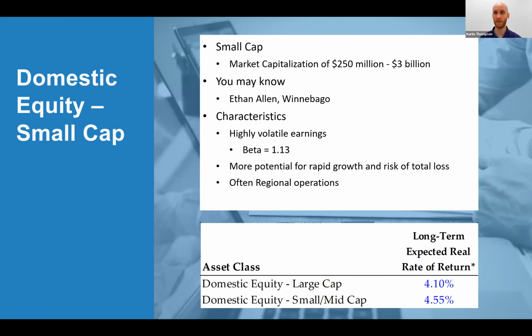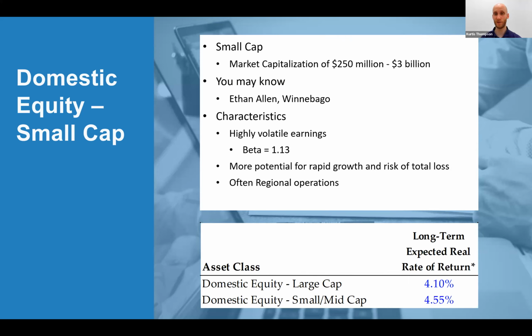Again, we have even more volatility. So if the beta on our mid cap was 1.08, the beta on the small cap is 1.13. So we again see whenever the S&P 500 moves, on average, these stocks are going to tend to move more. There's potential for some of these stocks to have rapid growth, to really expand into new markets and see their sales really, really rise and see the value of the stock go up with it.